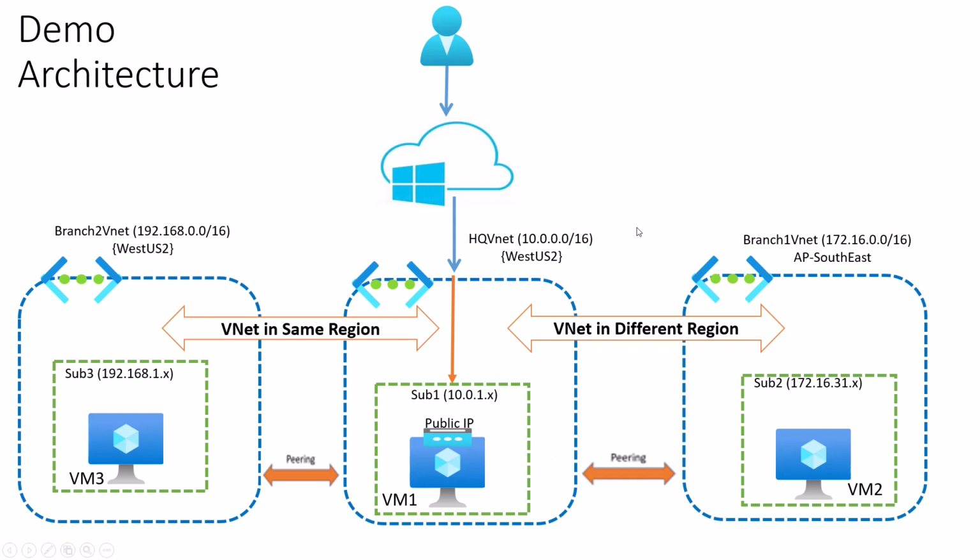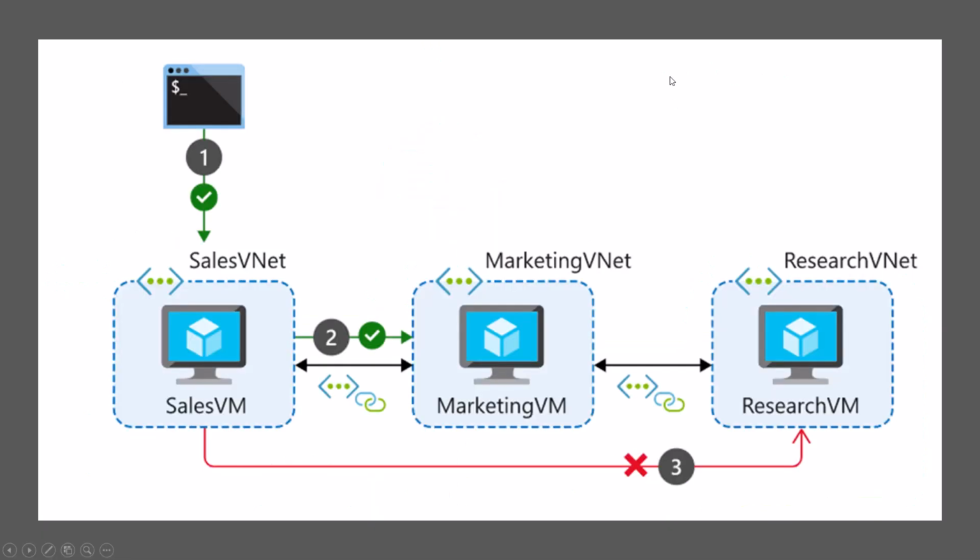Now this is one important thing which you need to remember from the exam perspective, that peering is not transitive. So what does it mean? Basically, let's say we have three different VNets: a marketing VNet, a research VNet, and a sales VNet. If my marketing VNet has got a peering with the sales VNet, and the research VNet also has got a peering with the marketing VNet, it does not mean that the sales VNet would be able to communicate with the research VNet. So that's why it's not transitive. It has to have a direct peering connectivity between these different virtual networks.